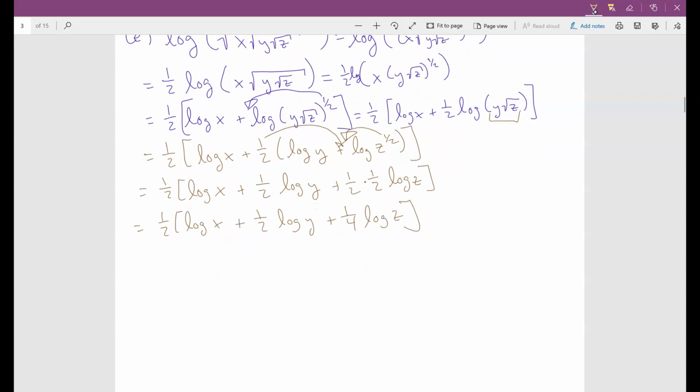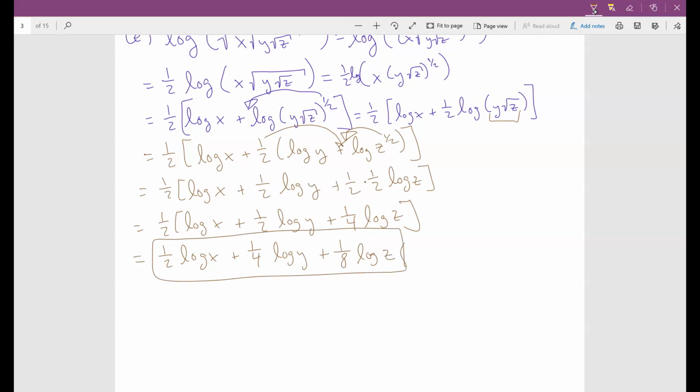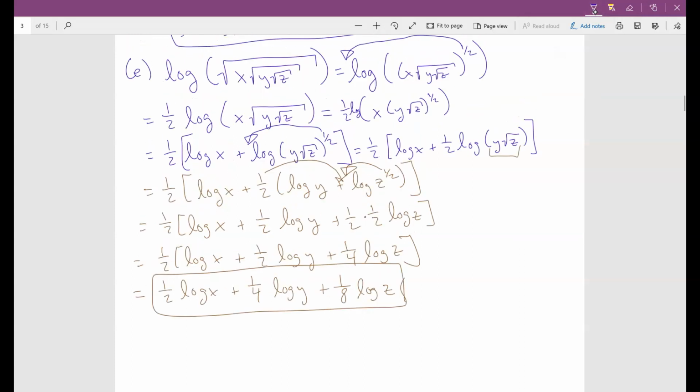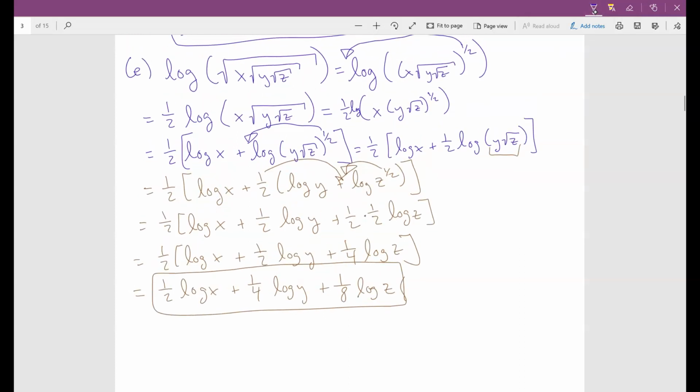And now finally, let's distribute the 1/2. So you're going to have 1/2 log x plus 1/4 log y plus 1/8 log z. So that was a lot, but it's still doable as long as you handle it with care. Just make sure that when you're doing problems like this, you do one thing at a time. You don't want to ever do these problems very, very quickly. Even if you feel really confident in them, it's better to be sure.